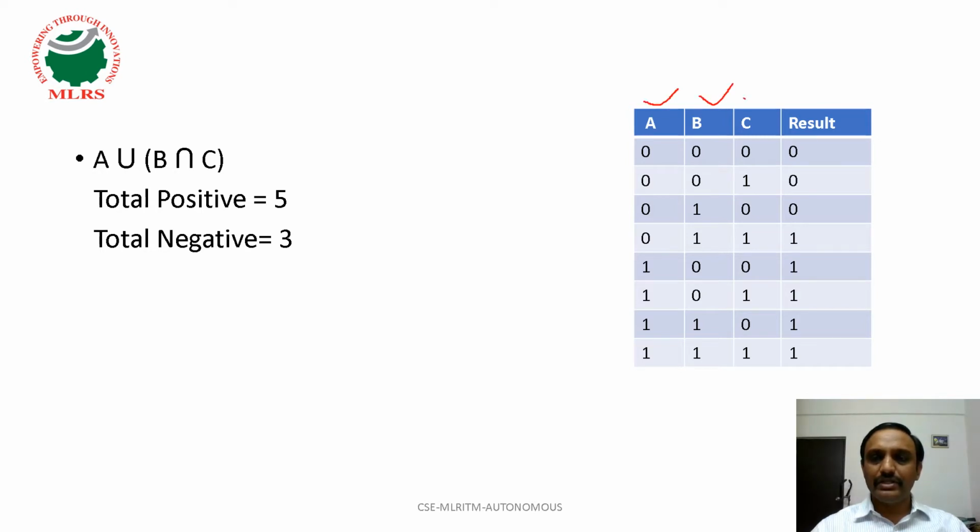And what are the possible values for a Boolean variable? Those are zeros and ones. We take all the combinations in the truth table and the corresponding result. Now in this result, 5 are giving 1 and the remaining 3 are giving 0. So total positive examples are 5 and total negative examples are 3.